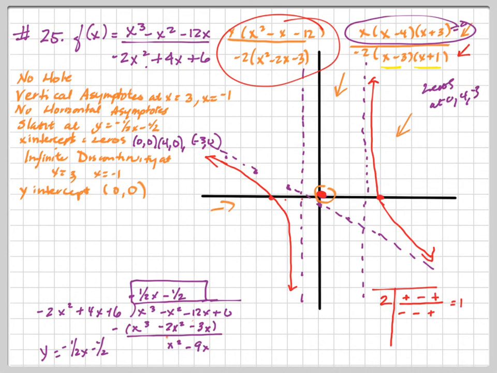Because on the top I would get a negative, and over a positive on the bottom. So that's a negative. So that means that it's down here and it has to hug this guy.